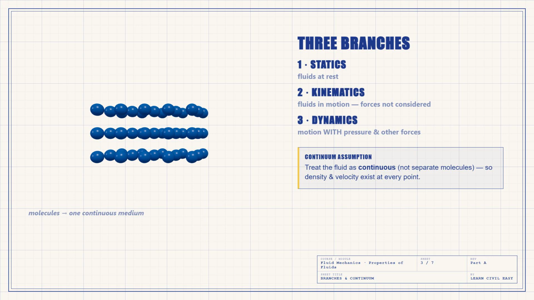And one quiet assumption makes all the maths work. Although a fluid is really billions of moving molecules, we treat it as a single continuous material. That is the continuum assumption. It lets us talk about density and velocity at every single point.